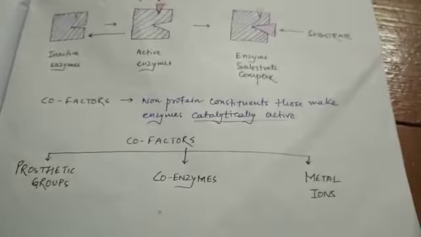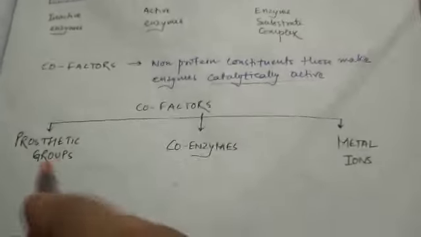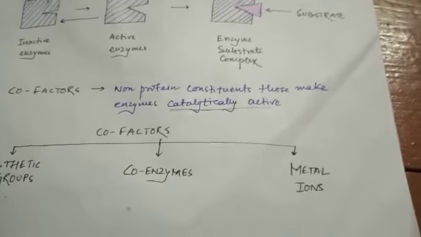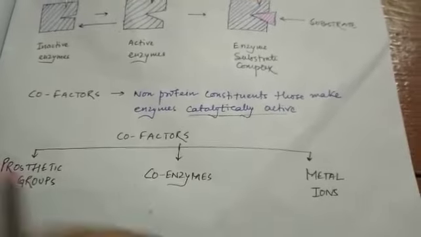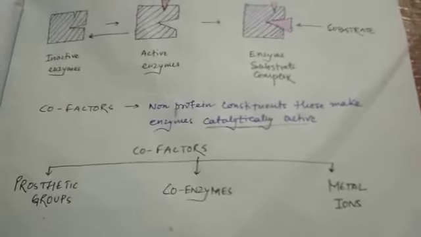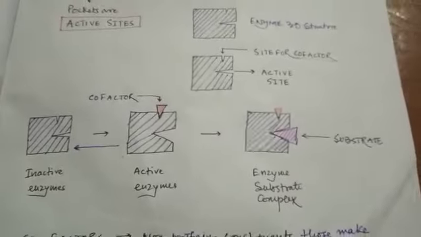Now there are several kinds of cofactor. The first one is known as the prosthetic group, the second one is coenzyme, and the third one is metal ion. I will make a separate video about all three of them, and I will compare them. And now see, what is the function of the cofactor.